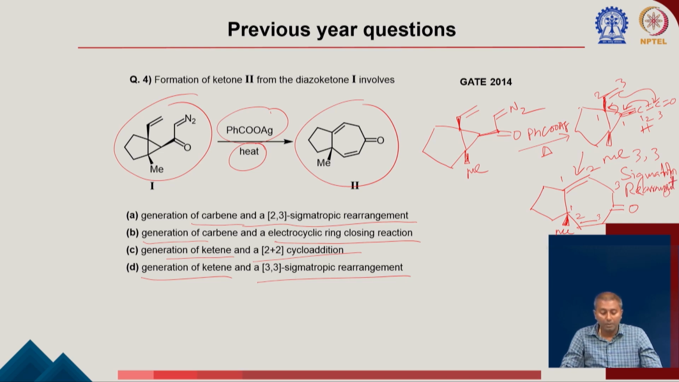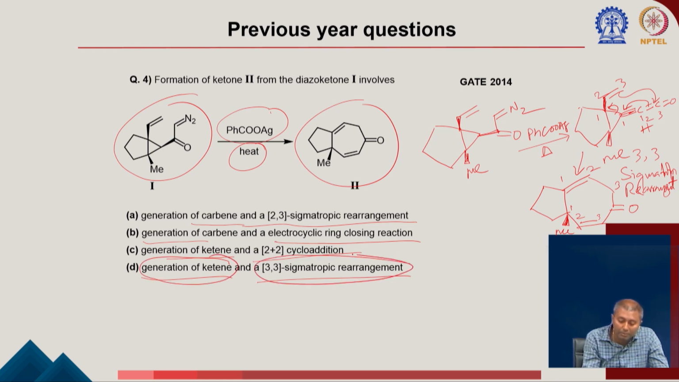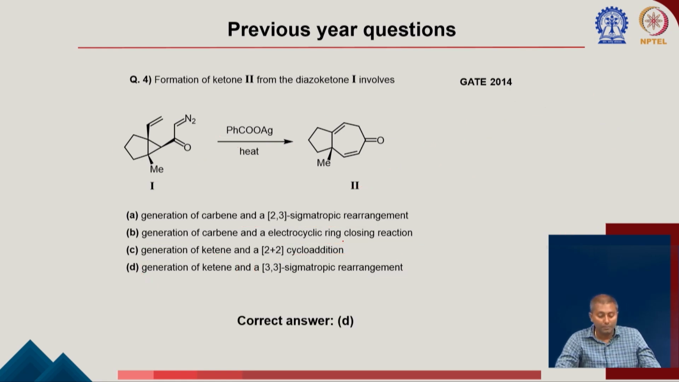Okay. So, now if you try to see the options, then we are clearly seeing that generation of ketene is the important thing, and then the 3,3 sigmatropic rearrangement is another important thing. This is not going via 2+2 cyclic addition. Okay. So, the answer D is the correct answer.